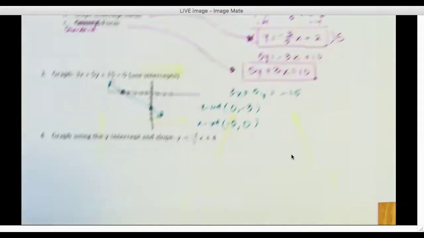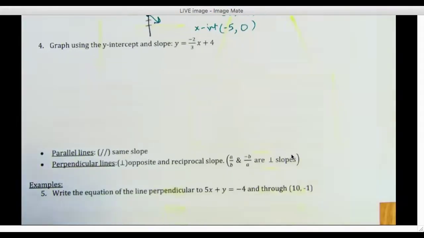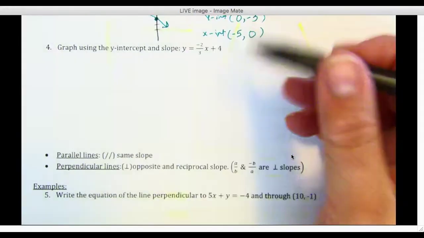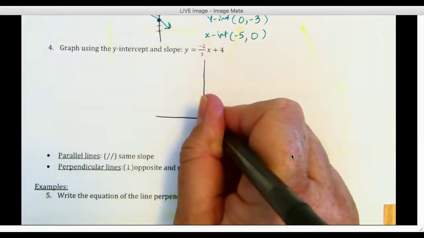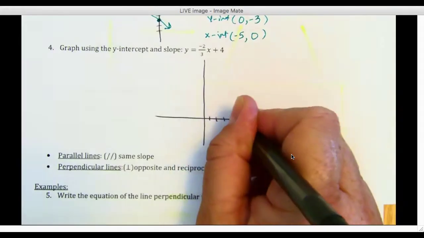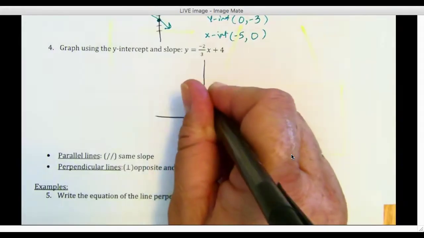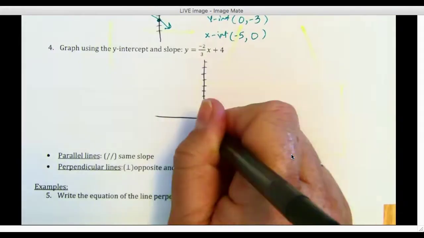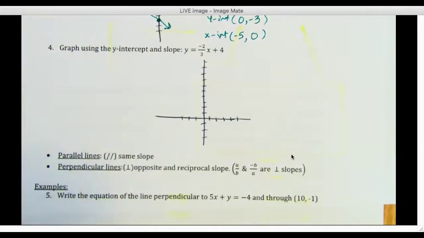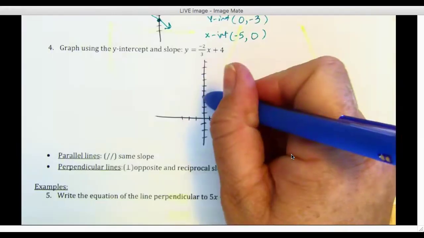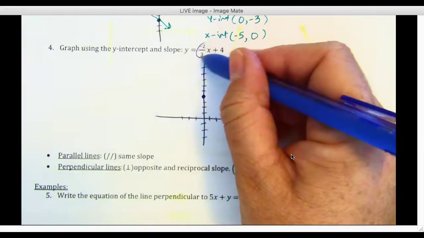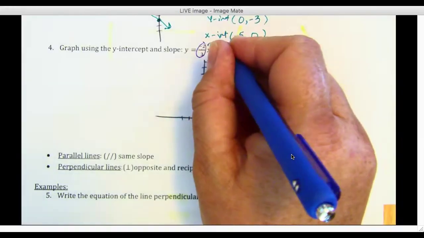In the next example, we have an equation written in slope-intercept form. And they ask us to use the y-intercept and the slope in order to graph. When we are graphing in slope-intercept form, we generally will start with our y-intercept and then use our slope to plot more points. So my slope, or I'm sorry, my y-intercept is positive 4. So 0, 1, 2, 3, 4. There's my y-intercept. And my slope is negative 2/3. That's my rise and my run.